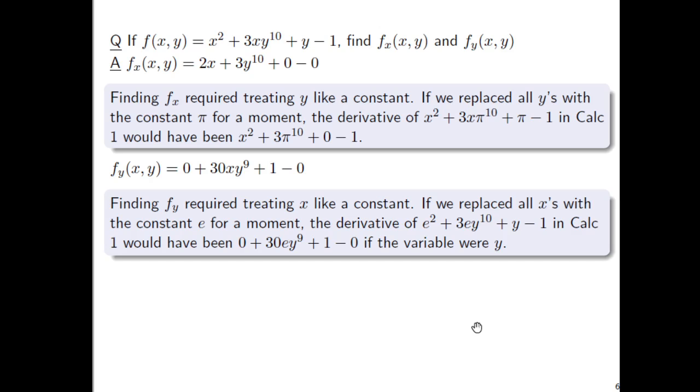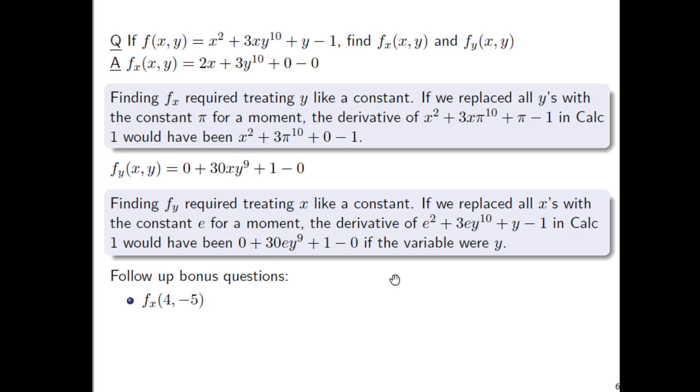Okay, so again, finding f sub y, very similar idea. Treat x like a constant. That is, if we just for a moment replace all the x's with the constant e, then we'd be trying to talk about the derivative of e squared plus 3e y to the 10th plus y minus 1. And how would you differentiate that in Calc 1? It would look like this, right? So 0 plus 30e y to the 9th plus 1 minus 0. And then you could just take that and replace all the e's back with x's.